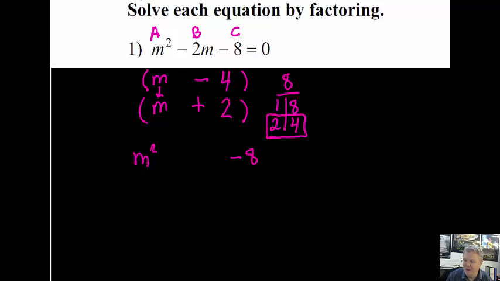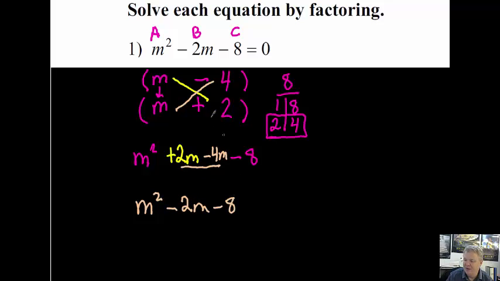And if you combine these, or I like to think about it as cross multiplying these, m times 2 would give you +2m, and -4 times m would give me -4m. And when I put those together, what do I get? I get m squared, 2 minus 4 would give me -2m, and -8. So yes, this is the correct factor. So this would be m minus 4 times m plus 2.